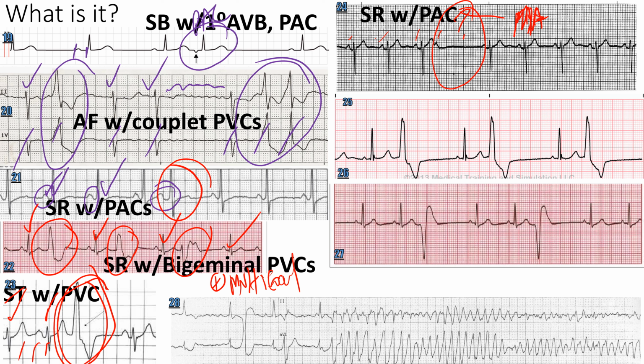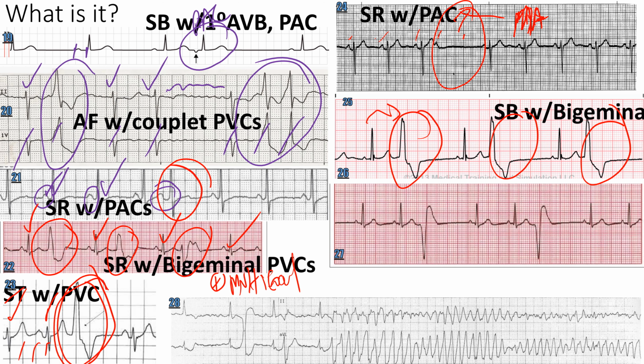All right, and the next one, we got a PVC. The PVC looks the same, but it's every other beat, right? So that's bigeminal PVC. And the underlying rhythm looks pretty slow. 1, 2, 3, 4, 5, 6. If I multiply by 10, it's a heart rate of 60. But it looks pretty slow. It might be a sinus brady with bigeminal PVCs. Let's see what we got here. Yep.